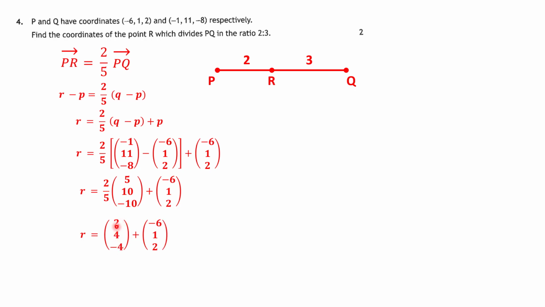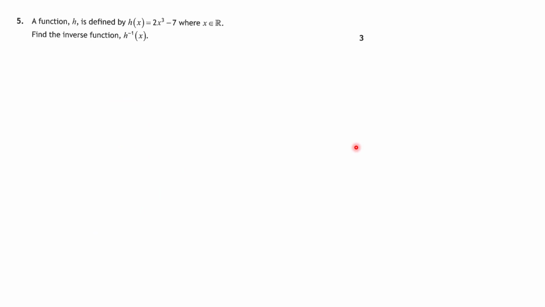And then to finish this off, you just add the two vectors there. And we get 2 and -6 is -4, 4 and 1 is 5, and -4 plus 2 is -2. That's position vector R. So R is going to be the point -4, 5, -2. That's worth 2 marks. Question 5.